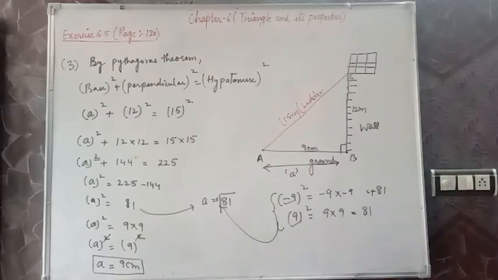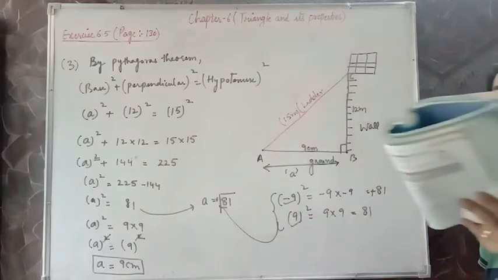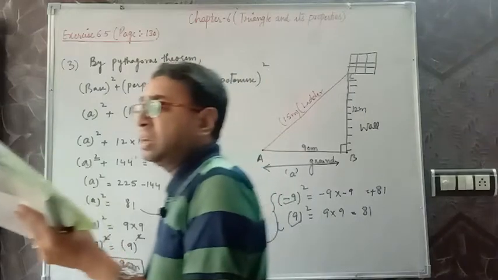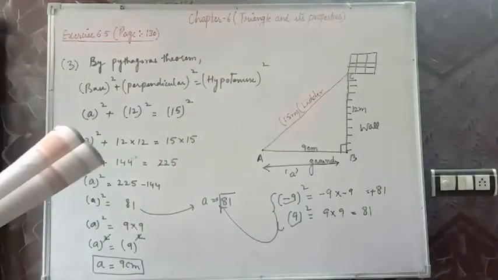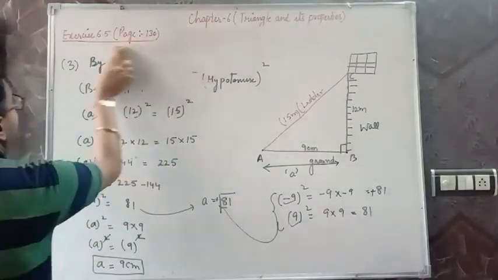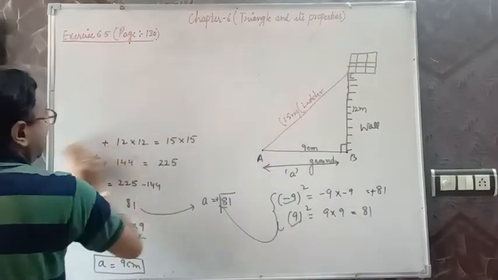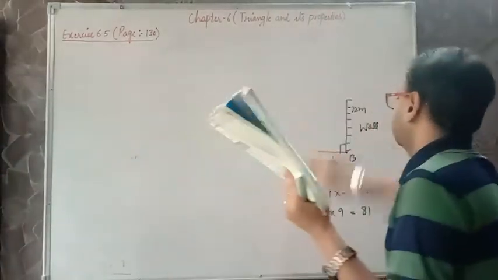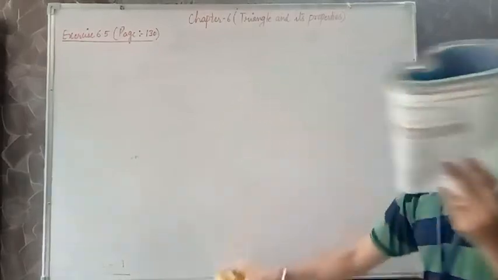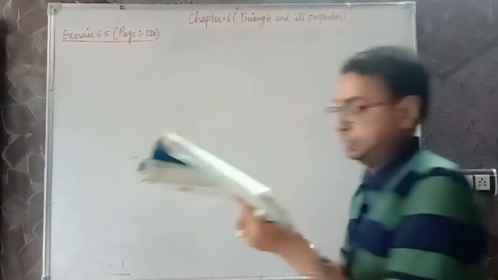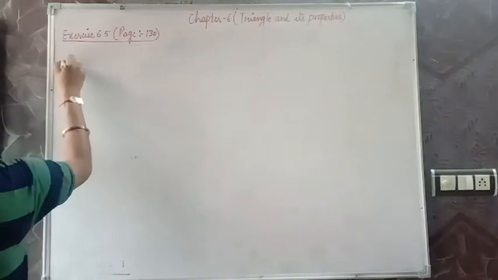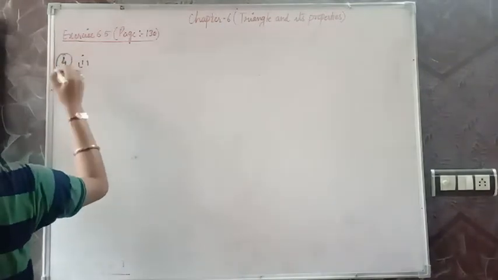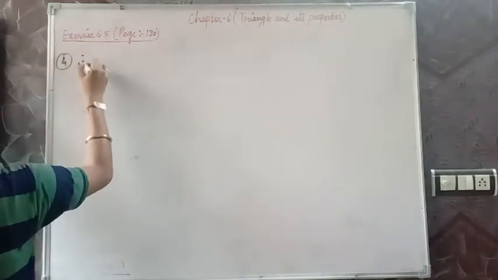Are we clear? Question number 4. Which of the following can be the sides of a right angle triangle? What you have to do in the question is apply Pythagoras theorem and then solve it. I'll be solving one part of it for you. Let me solve the second part.